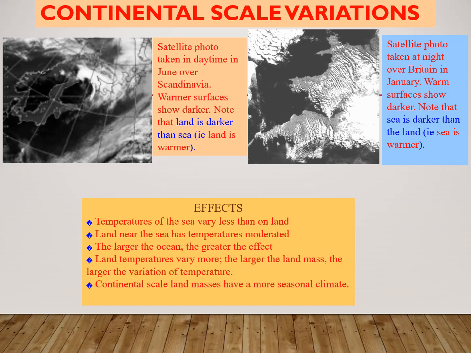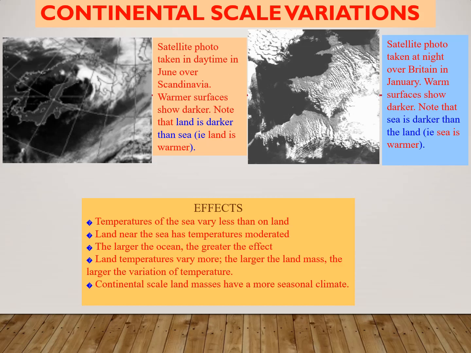Land gets heated faster and cooled faster. Land which is present near the sea has moderated temperatures. Those places near the coast will not be very hot during the summer nor very cold during the winter. The larger the water body near the land, the greater will be the effect of heating and cooling. Temperatures on land vary more. Summers are very hot, winters are very cold.